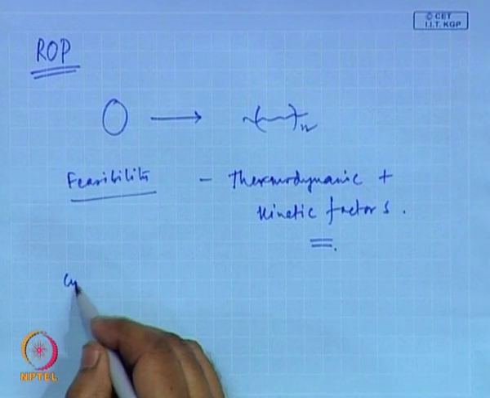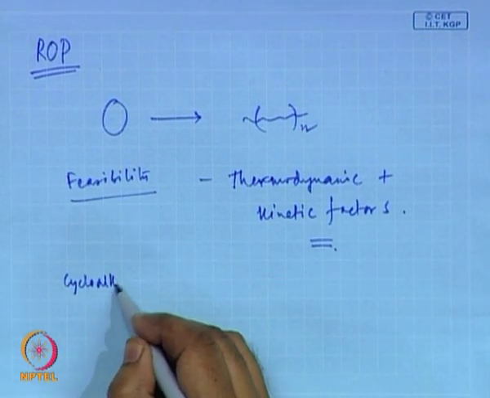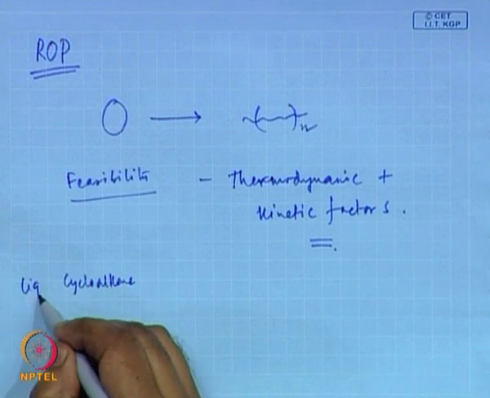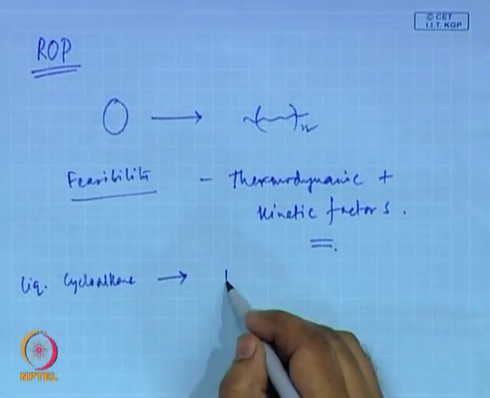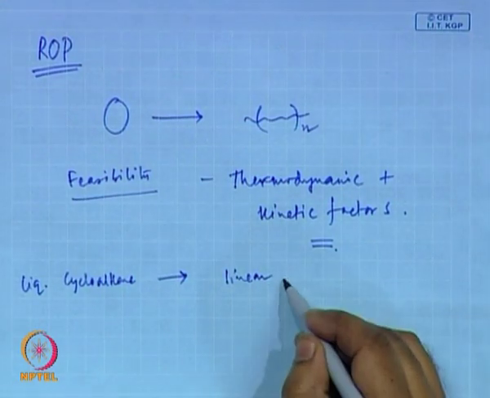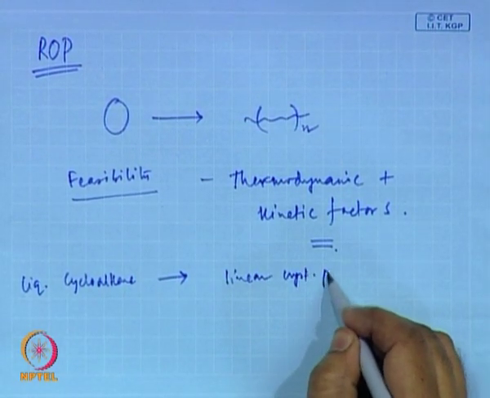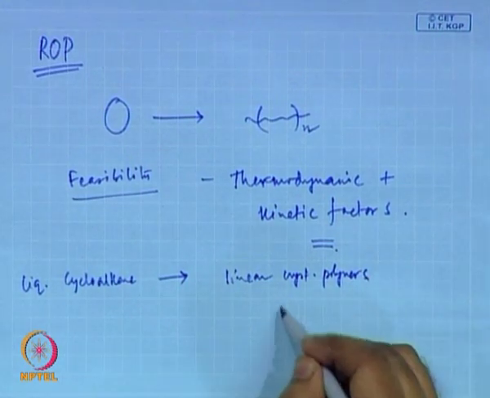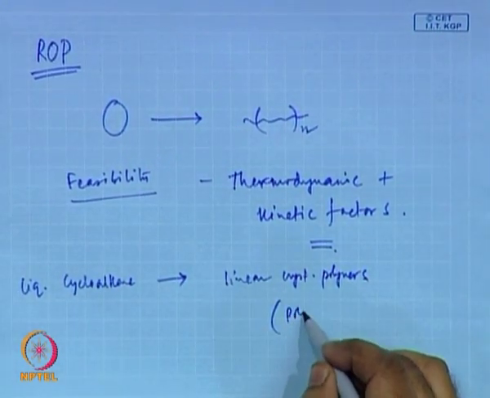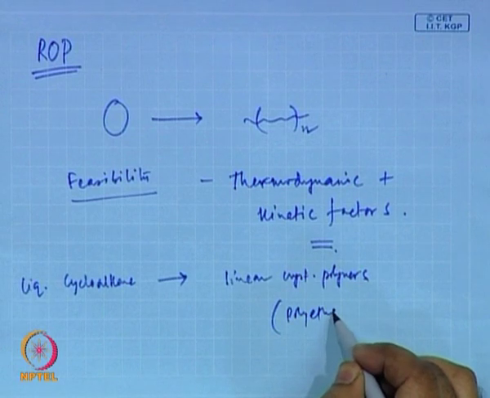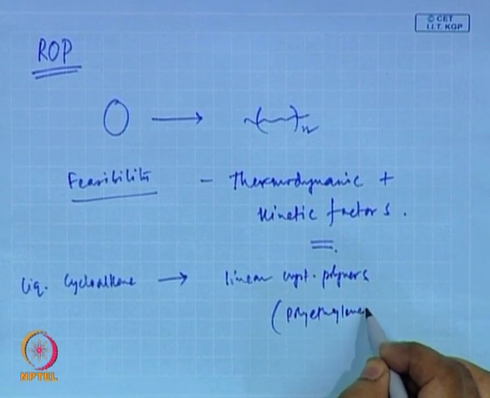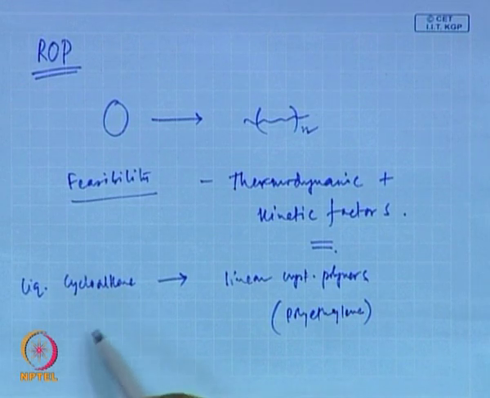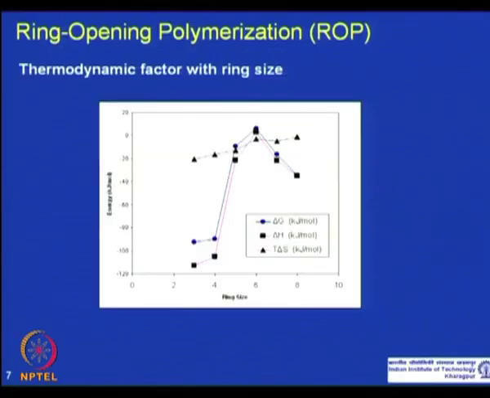This is from liquid cycloalkane to linear crystalline polymers. Now, when you are talking about cyclohexane, these are basically polyethylene. These are all polyethylene, whether you start from a 3 member ring or 4 member or 5 member, this all gives you polyethylene. Now, these values shown here are all semi empirical values, they are not experimentally determined, they are semi empirical values.